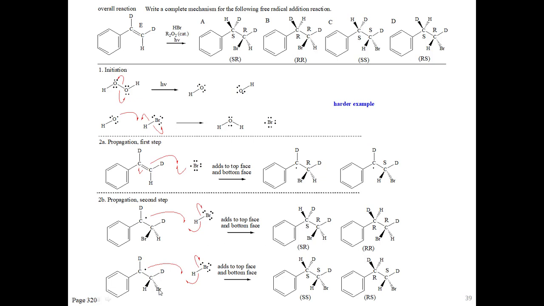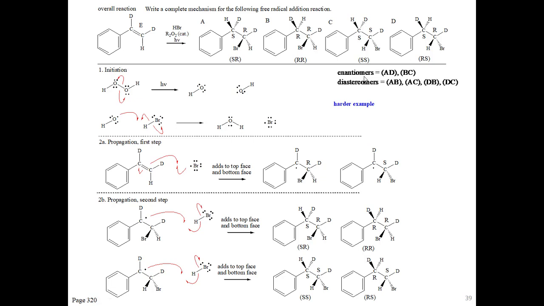And over here, with the bromine on the bottom, I could add the H from the top or the bottom. So when you come down here, you see all the possibilities that we mentioned up here. Okay, so we get SR, and we get RR, and we get SS, and we get RS. So this is definitely a harder example than the first example, because the first example had no chiral centers, nothing really to worry about. Okay, now this could be even harder.